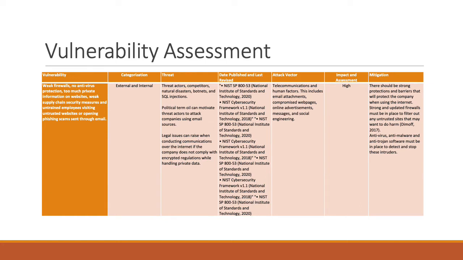A mitigation factor could include strong protections and barriers that would protect the company when actually using the internet. So strong connectivity, updated and strong firewalls must be in place, and ensure that websites that are being visited are trusted, as well as including antivirus and anti-malware software in order to detect any type of potential breaches and stop the breach.